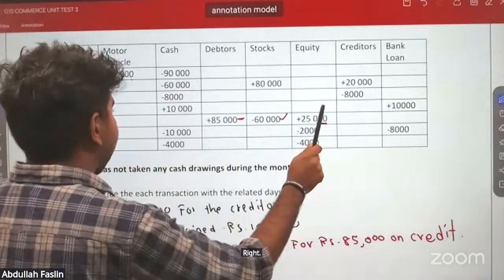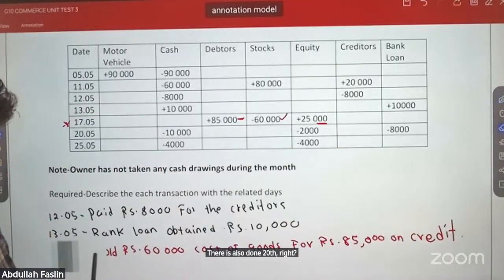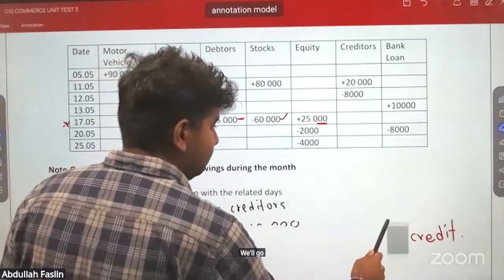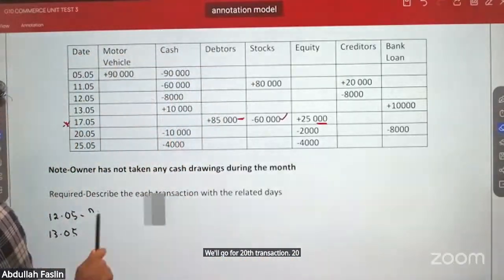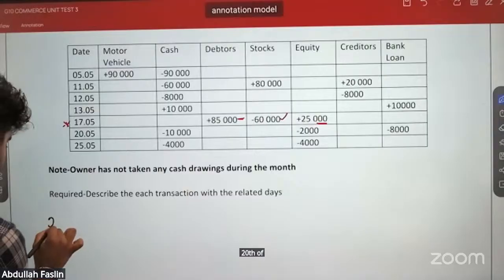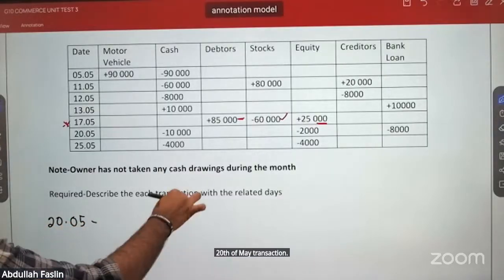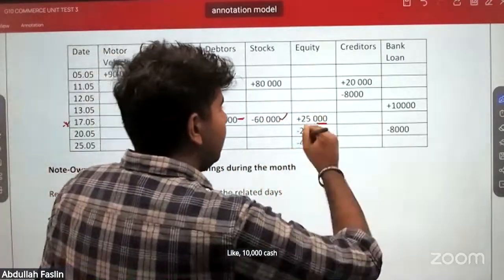That is also done on the 20th, right? We'll go for the 20th of May transaction. Ten thousand cash, 2,000 equity, 8,000 bank loan.